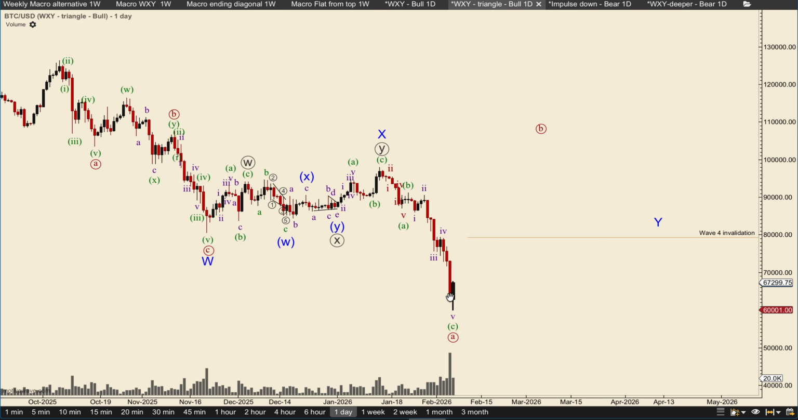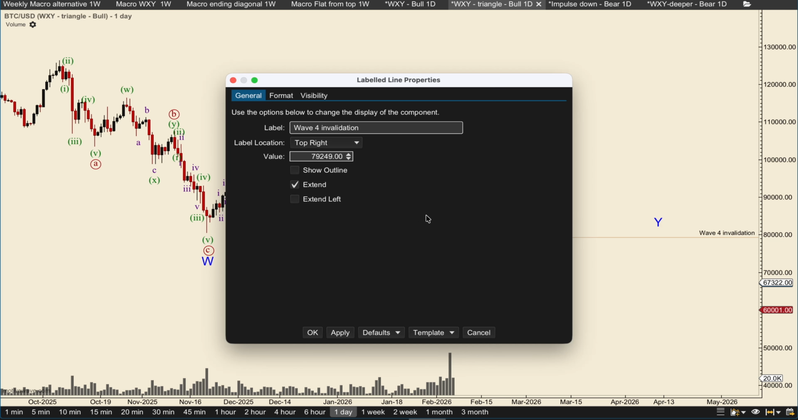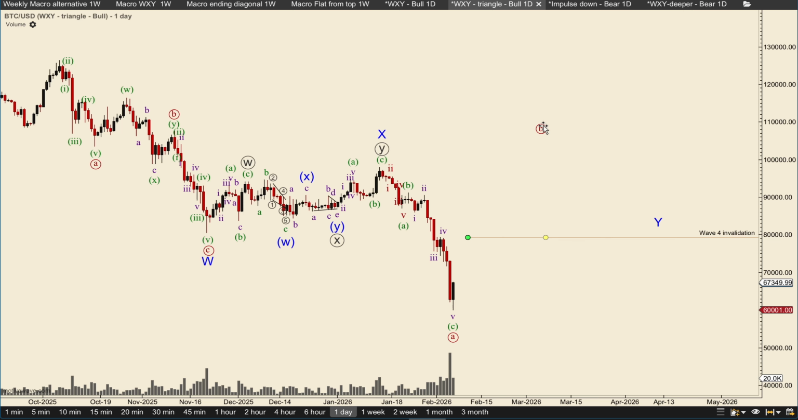So yeah, we need to take a look at this. Is this a five-wave structure or is it a three-wave structure? And do we break this invalidation? Because if we break this invalidation, this scenario along with the other one has a higher probability at 79,249. So that's basically the magic number here.